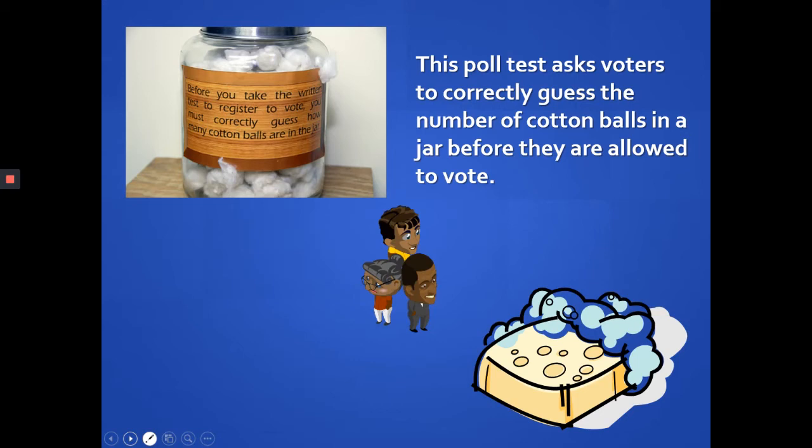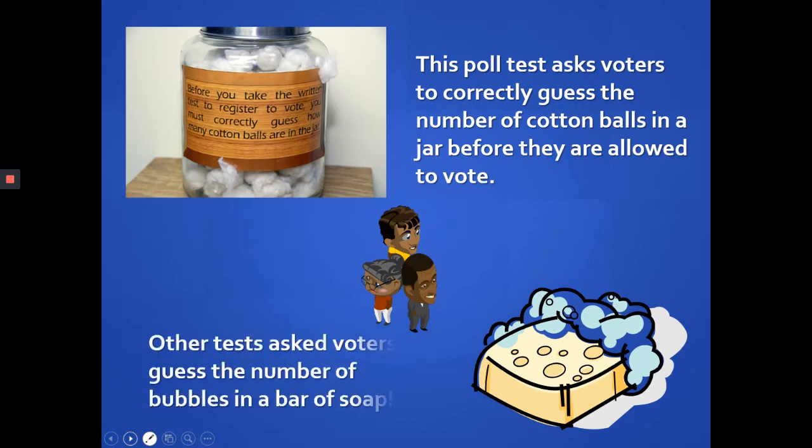These were things like asking you to correctly identify the number of cotton balls in the jar that you see to the left before they're allowed to vote, or things like asking you to guess the number of bubbles in a bar of soap. These are next to impossible tasks, but this is what was asked of the African American community to be able to vote. So this is a huge barrier.